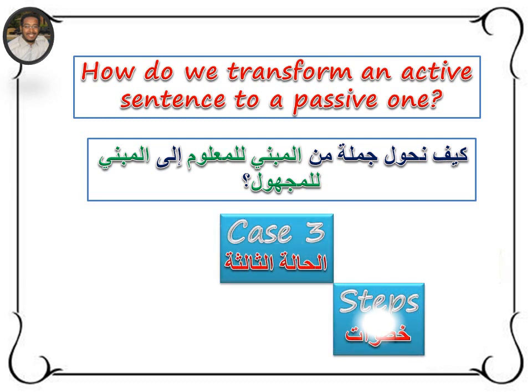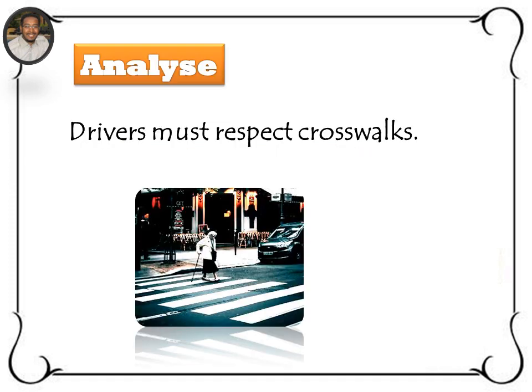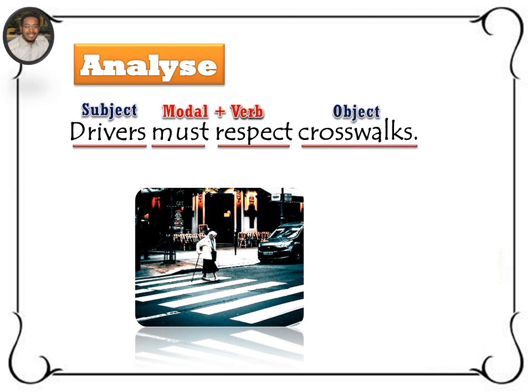And let's see how we can do it. As always, first things first. Let's start with analyzing the sentence. So what do we have? Drivers is the subject. Respect is the verb. And what else is the verb? Here we have a modal plus verb. And finally, crosswalks is the object. Always start this way because it's safe.